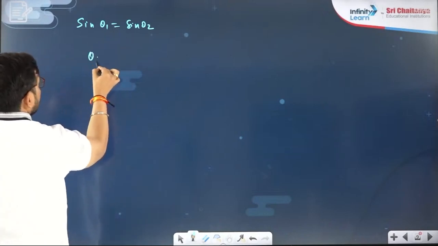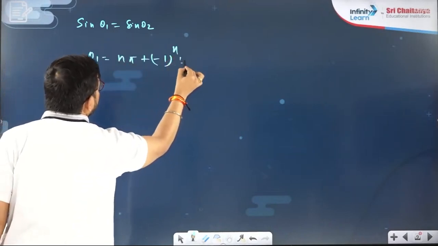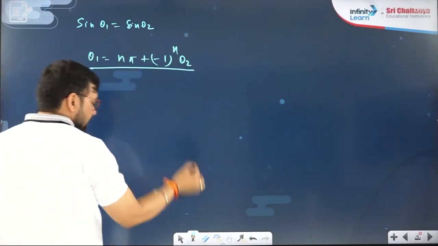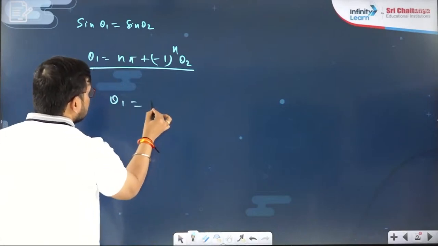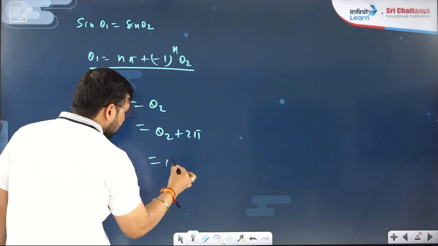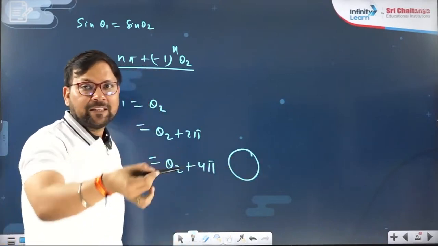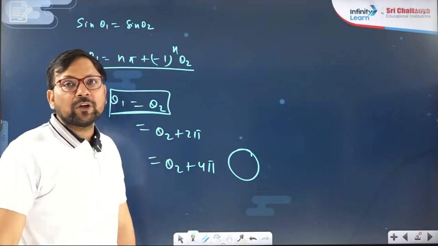Then actually theta 1 will be n pi plus minus 1 raised to power n into theta 2. If anyone knows maths, that will go like this. Means if you are not aware of this also, then I can say theta 1 will be theta 2, then it will be theta 2 plus 2 pi, then it will be theta 2 plus 4 pi, because after every 2 pi, sine will repeat its values. But the principal value, the least value will be what? Theta 1 equal to theta 2.